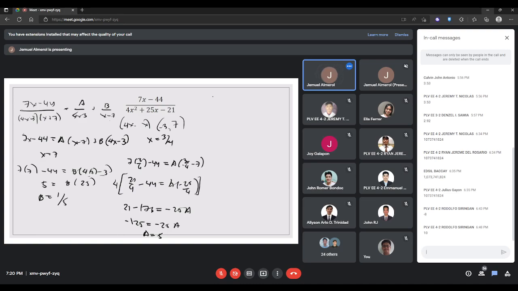Tama? Okay. Therefore, we have 5 over 4x minus 3. Okay? Plus 1/5 over x minus 7, or simplifying further, 5x over 4x minus 3 plus 1 over 5x minus 30. So, naka-distribute na yung 5 sa dalawa. And this would be our final answer.